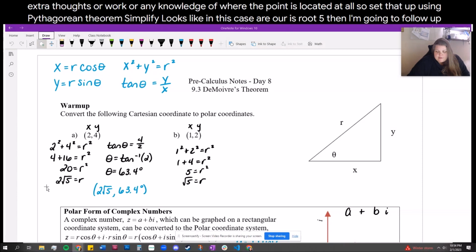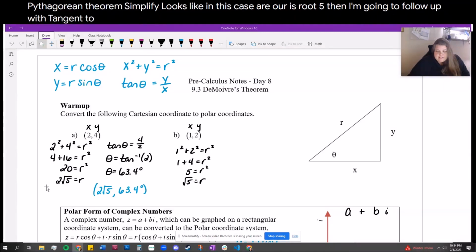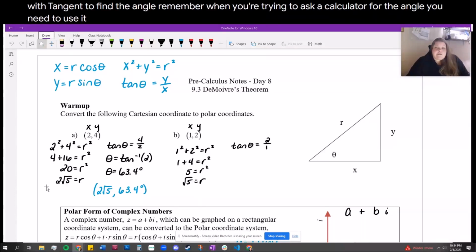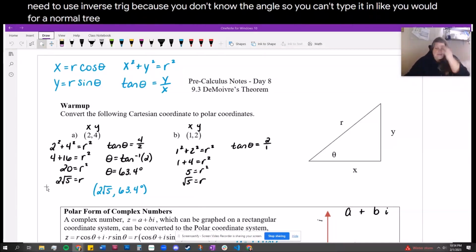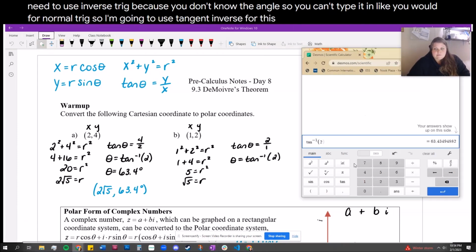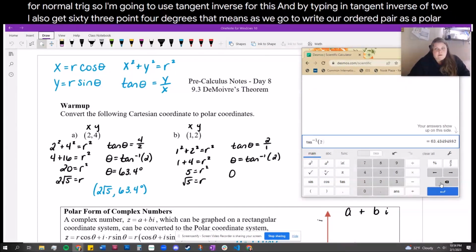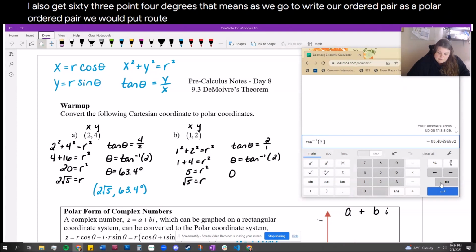Then I'm going to follow up with tangent to find the angle. Remember, when you're trying to ask a calculator for the angle, you need to use inverse trig because you don't know the angle, so you can't type it in like you would for normal trig. So I'm going to use tangent inverse for this. And by typing in tangent inverse of 2, I also get 63.4 degrees. That means as we go to write our ordered pair as a polar ordered pair, we would put √5 first, and then 63.4 degrees next.